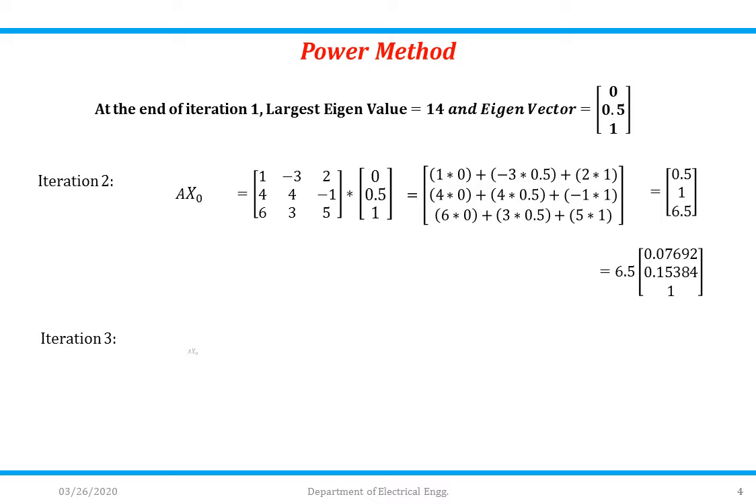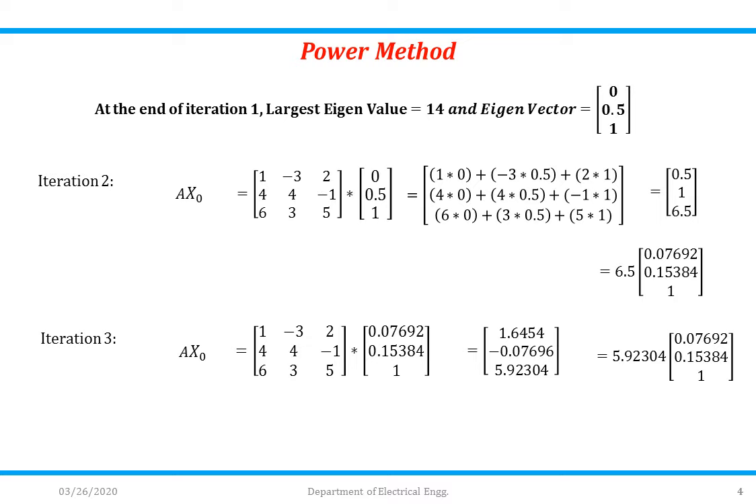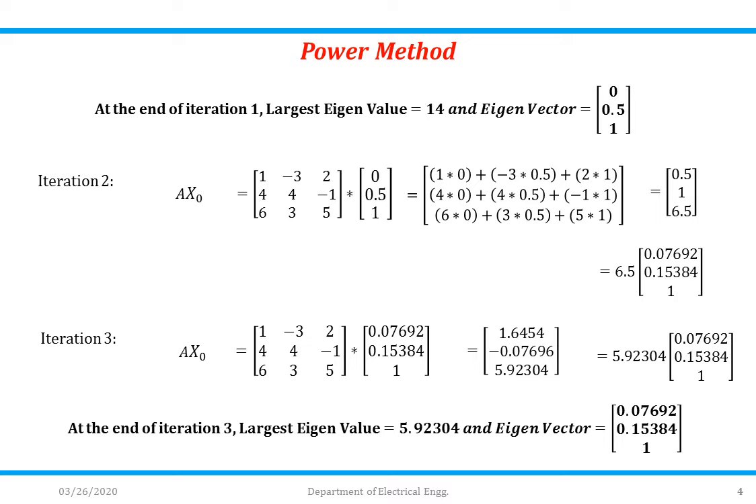The process is the same here. If you observe, after doing the calculation, you will get 5.92304. So this 5.92304 is the largest eigenvalue at the end of the third iteration, and the corresponding eigenvector is also calculated. Likewise, you have to find the further iterations.